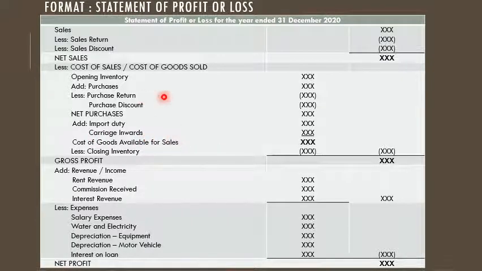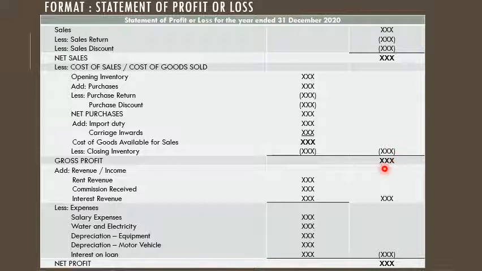So bila awak tambahkan semua ni, awak opening stock, tambahkan dengan semua ni, awak akan dapat cost of goods available for sales. Cost of goods available for sales. So tolakkan dengan closing stock, awak akan dapat cost of sales. Cost of sales. So net sale tolak cost of sales, awak akan dapat gross profit.